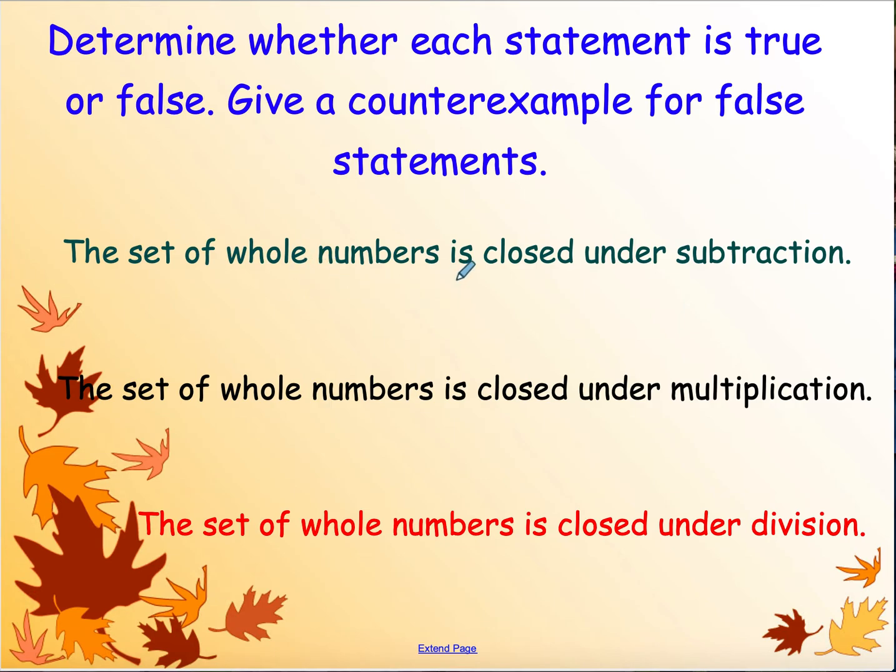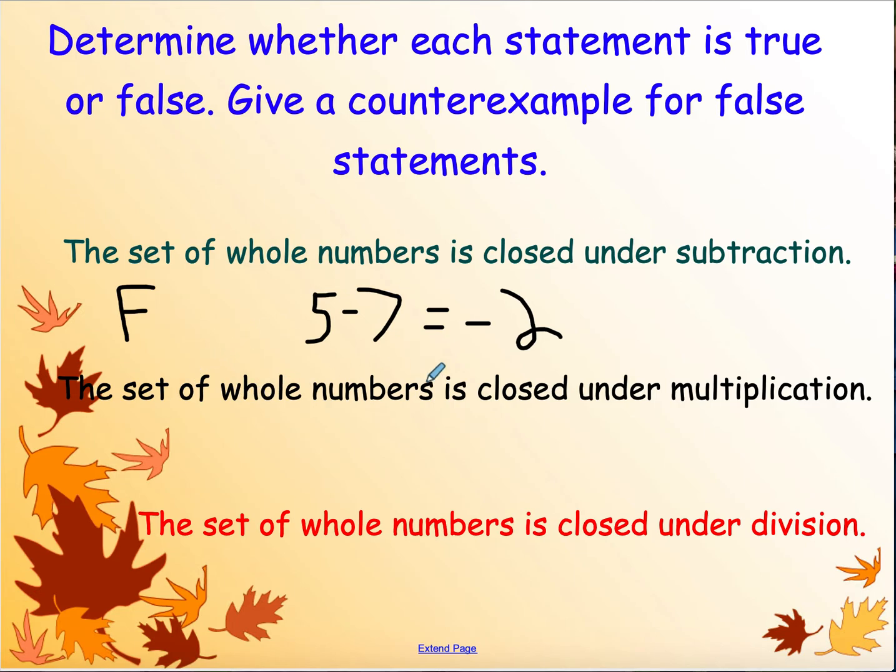All right, so the set of whole numbers is closed under subtraction. Let's just say I do 5 minus 7, that's going to give us -2. 5 and 7 are both whole numbers, but remember whole numbers are 0 and then the positive numbers going forward, like the natural numbers going forward, but negatives, that's not a whole number, that's an integer. So this statement is false because one counterexample proves that this is a false statement.